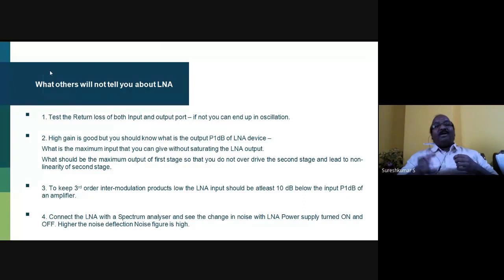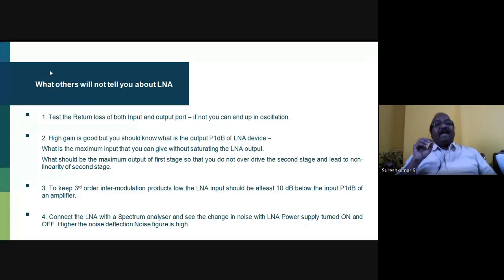Above all, it produces intermodulation products, and you think that it could be radio interference coming from outside, and a lot of confusion happens with that. So it's better to check the output P1 dB of the LNA, okay, are we below that? The gain and the input power are decided based on that.